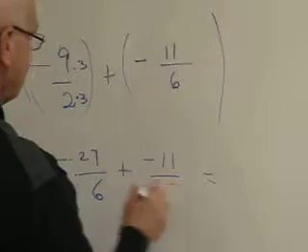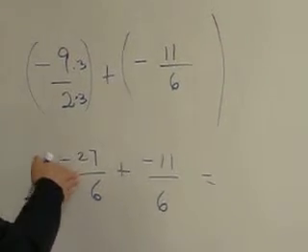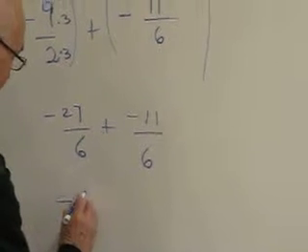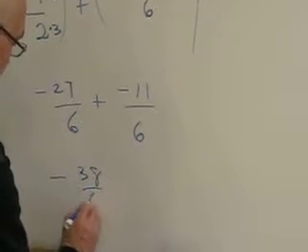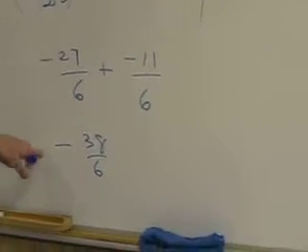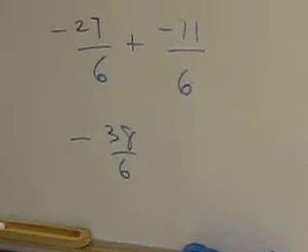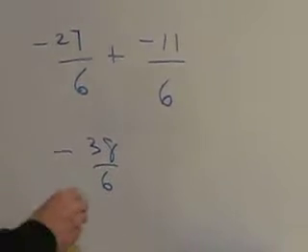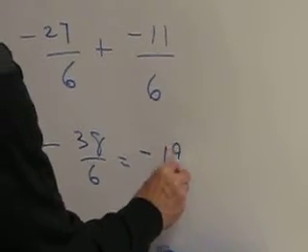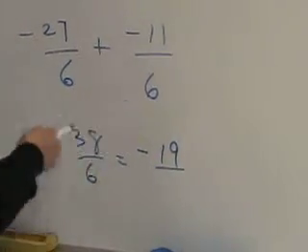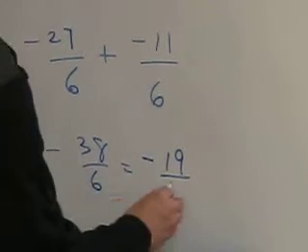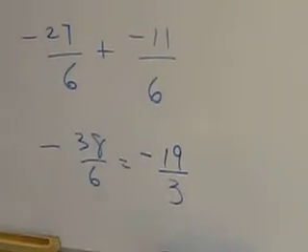And when I combine those, negative 27 sixths plus negative 11 sixths gives me negative 38 sixths. And is it possible to reduce this? We like our answers in lowest terms. They're easier to visualize. And the answer is yes. It reduces to negative 19 over 3, since 2 is a common divisor going into both 38 and 6.